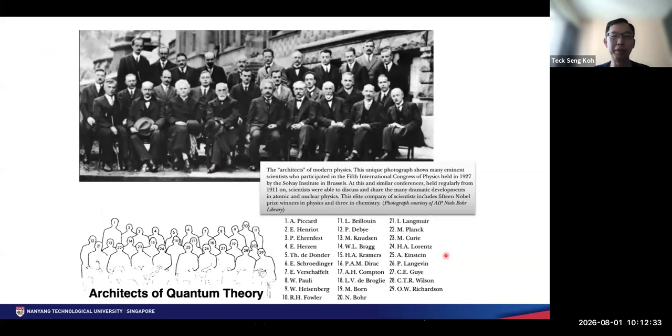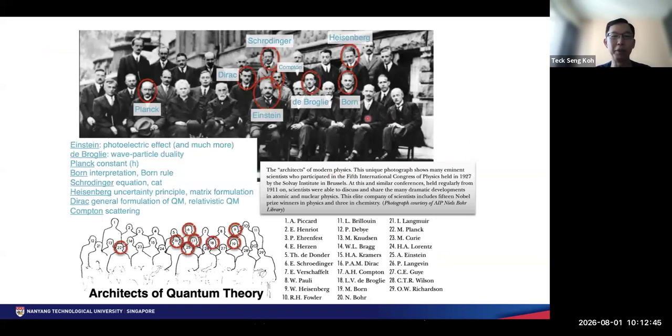You might be familiar with some of these people. These are the so-called architects of modern physics and quantum theory. I took this from a book. Several Nobel laureates here, but you might know Schrödinger, Dirac, Planck, Einstein, of course, de Broglie, Born, and that's Heisenberg, I believe. So these are people familiar to you.